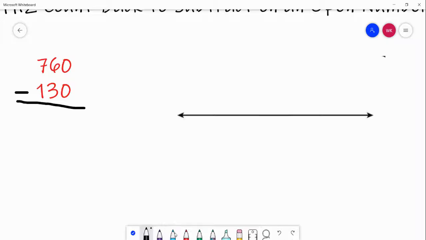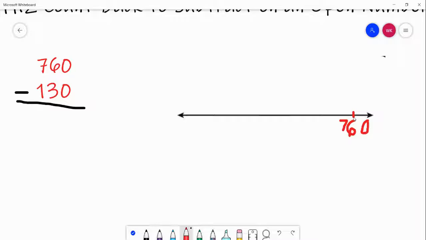So the first thing that you want to do in this problem is put your greater number at the top of your number line. So that number is 760. So we're going to put that number up there from our problem because our problem is 760 minus 130. And we're going to be trying to find the difference of these two numbers using our open number line. So I put 760 on our open number line.